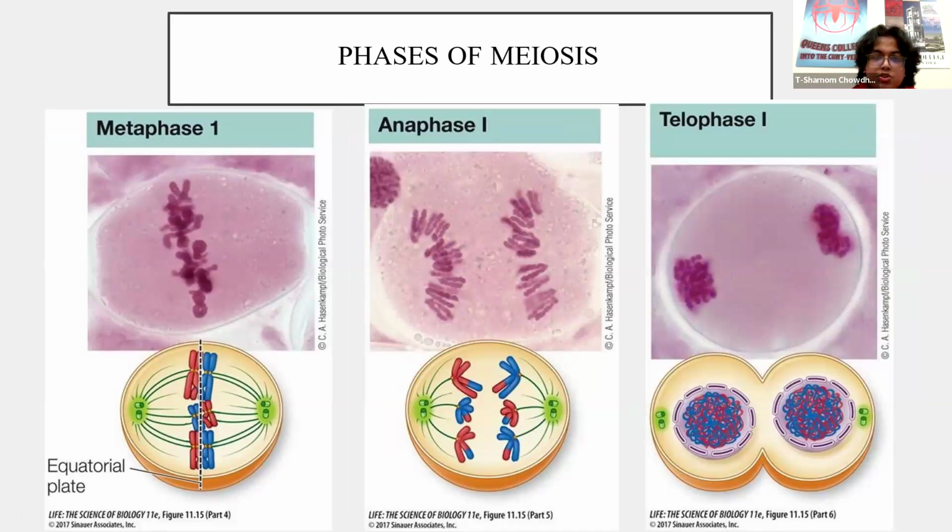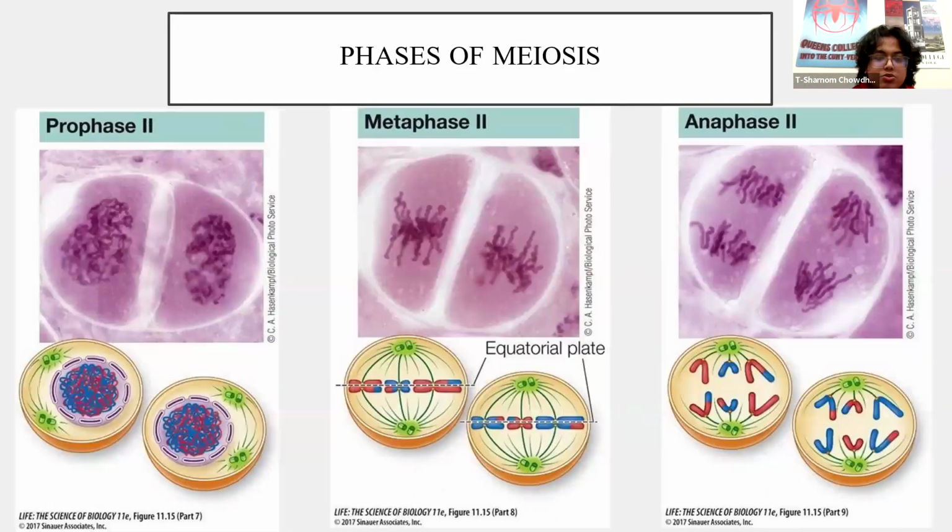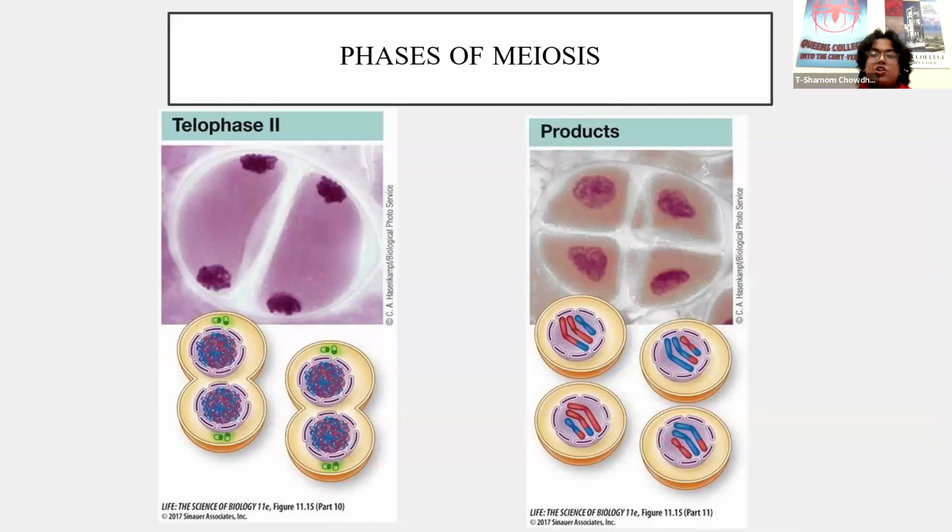Now you create two daughter cells. So after you create two daughter cells, the same thing happens again though. Prophase 2, metaphase 2, anaphase 2, telophase 2, and now you create four. Now you have four daughter cells, each containing half the genetic material of the original parent cell. So each cell is now haploid.